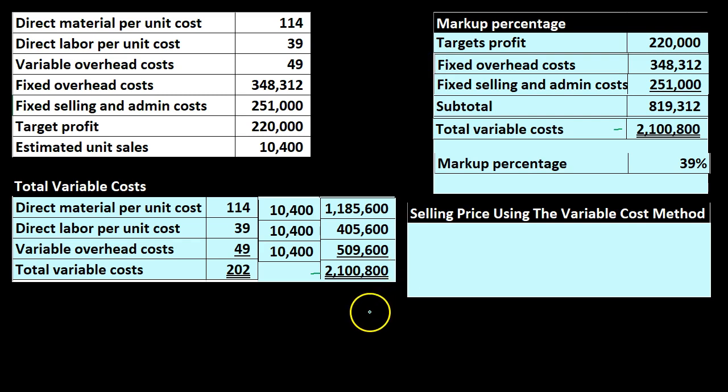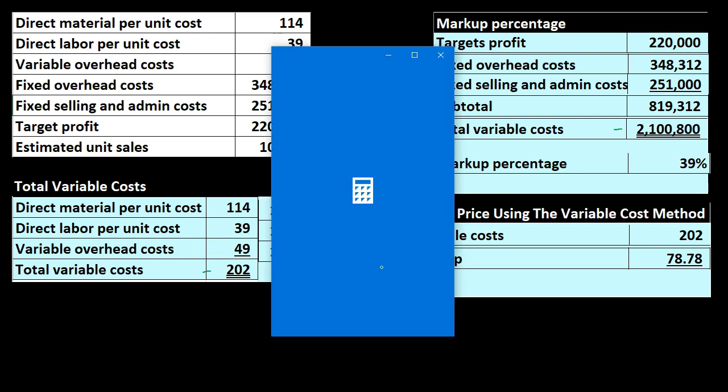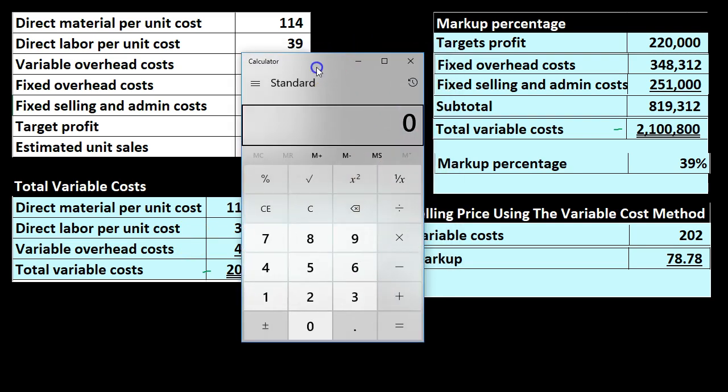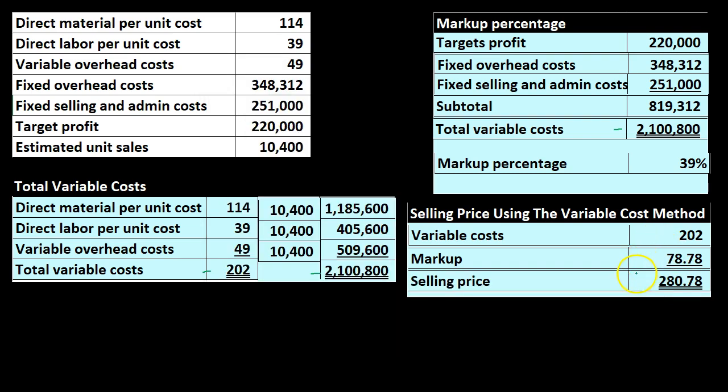So the selling price using the variable cost method is going to be the variable costs, which is the 202 that we calculated over here, all the variable costs per unit, plus the markup. And the markup is going to be the 202 times the 0.39. So 202 times 0.39, and notice this is rounded, so about 78.78. So the variable cost, the 202 plus the 78.78 is the 280.78.